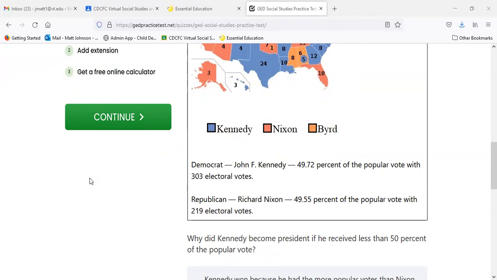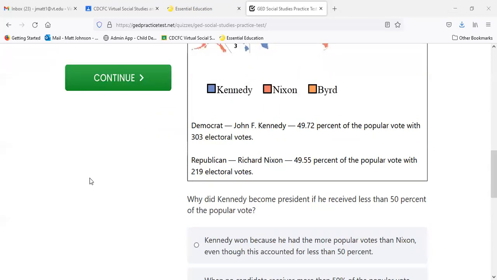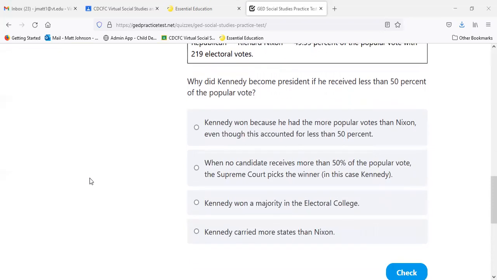So the question then, and we're going back to DeLasha here, why did Kennedy become president if he received less than 50% of the popular vote? Is it A, Kennedy won because he had more popular votes than Nixon, even though this accounted for less than 50%? B, when no candidate receives more than 50% of the popular vote, the Supreme Court picks the winner. C, Kennedy won a majority in the Electoral College, or D, Kennedy carried more states than Nixon.